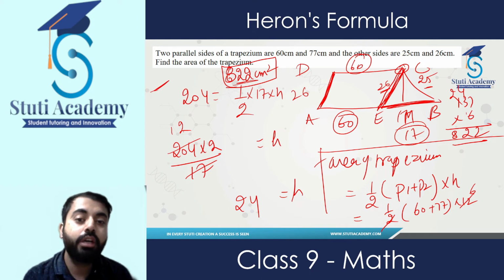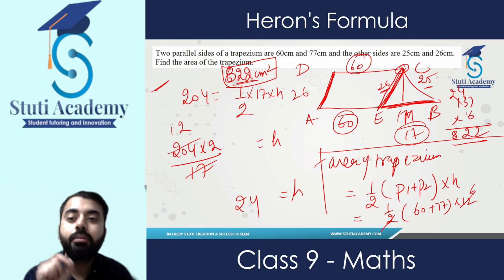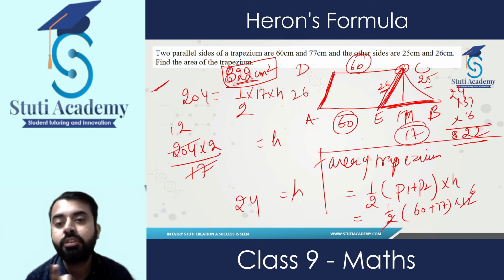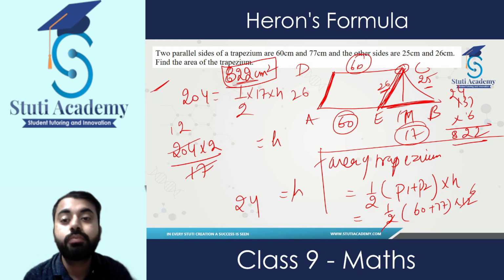Remember this, have to keep in mind when there is a trapezium and there is no height given. First step would be pick any vertex of a non-parallel side, draw a parallel side to the other non-parallel side. You got now two figures. First one is your parallelogram, another one is your triangle. That triangle can be an isosceles, can be an equilateral, or can be a scalene also.